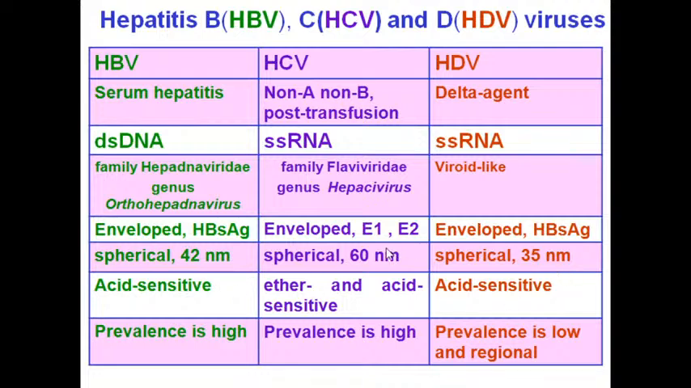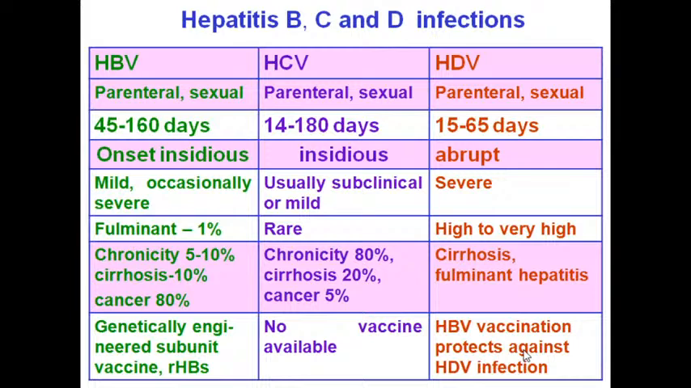They are of small to middle size. The smallest one is HDV because it's very small. Hepatitis B virus is 42 nanometers in diameter and C is 60 nanometers in diameter. They are all acid sensitive. Their prevalence in the human population is very high for B and C and much lower and regional for hepatitis D.